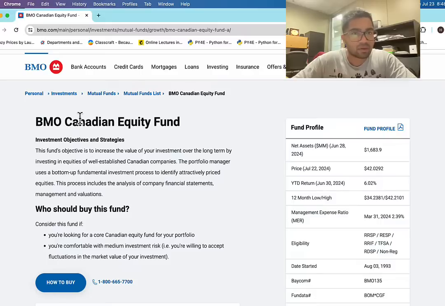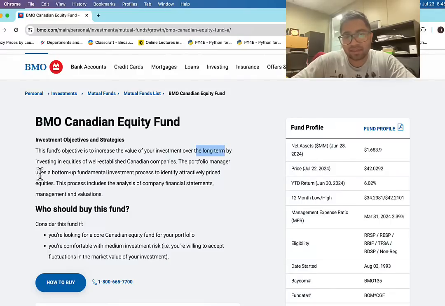Okay, so this is a BMO Canadian Equity Fund. What does Canadian Equity Fund mean? It makes investments in Canadian stocks. The fund's objective is to increase the value of investments, that is, to generate some growth over the long term. So these funds are not short-term investments, they are long-term investments.